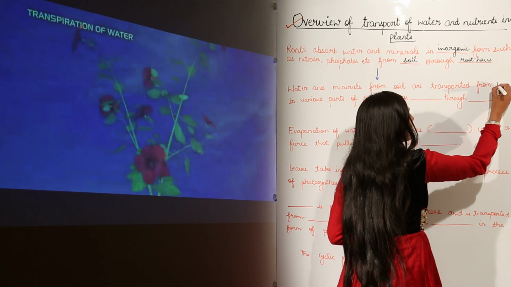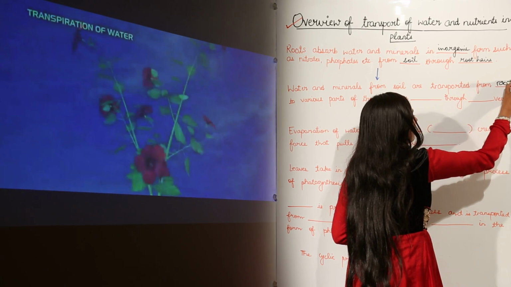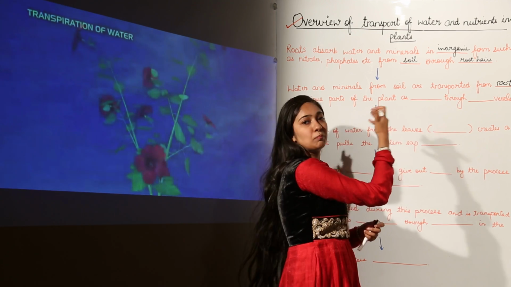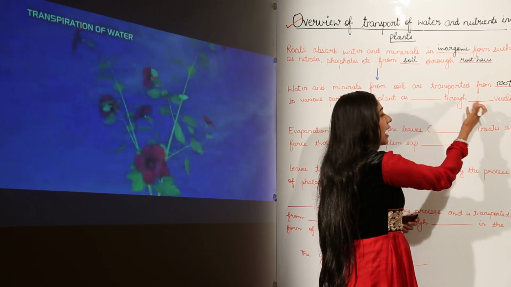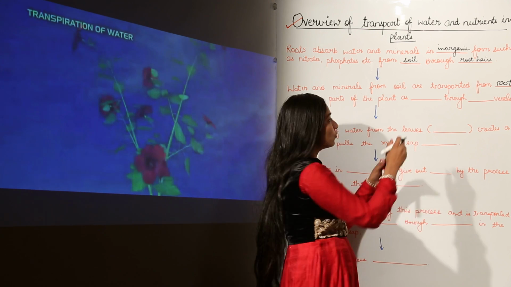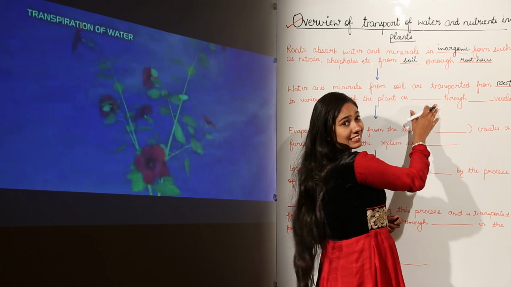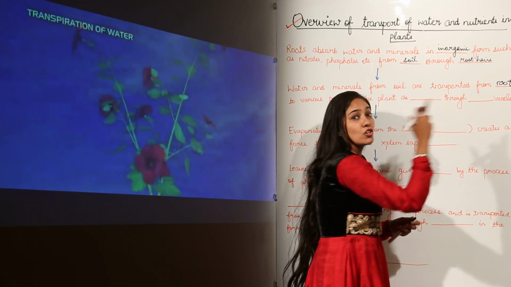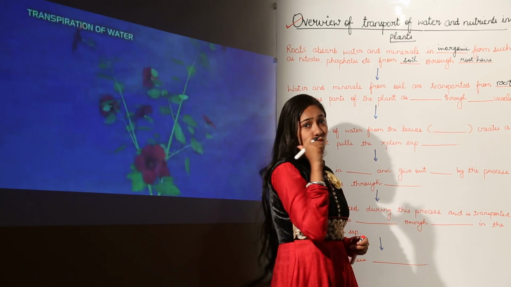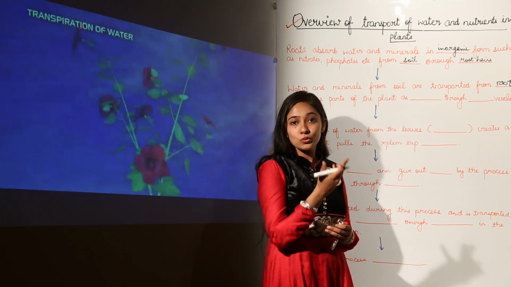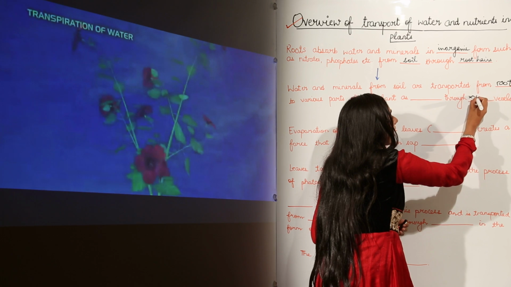Transported from roots. Okay, I hope this was easy. Transported from roots to various parts of the plant as dash through dash vessels. Now here you all must be facing trouble answering this, but through which vessels? You all know that we have discussed in the animation that water and minerals are transported through what? They are transported through xylem. So you'll put here xylem vessels.